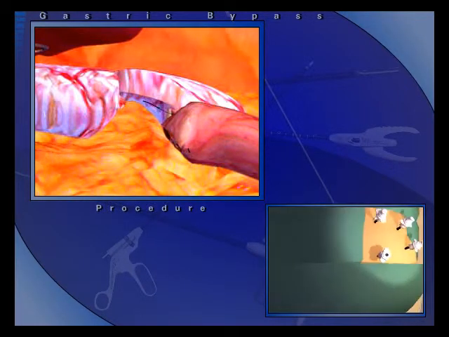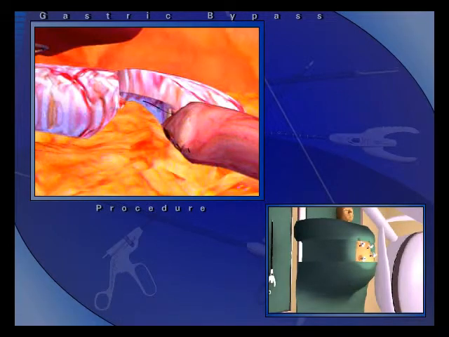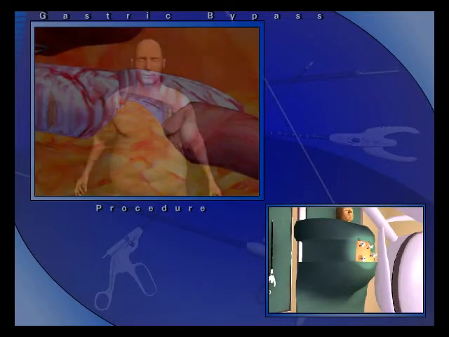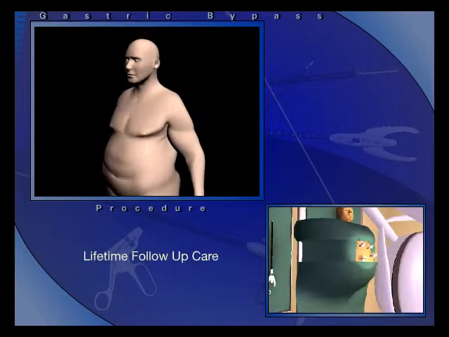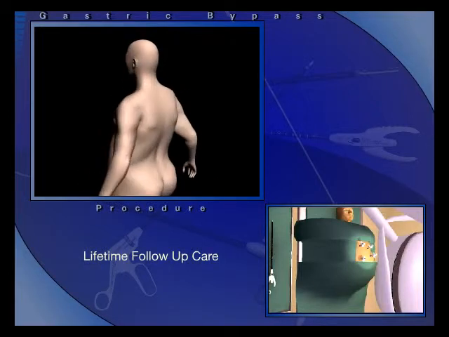After testing for leakage, the surgical tools and trocars are removed and the incisions closed. Lifelong post-operative follow-up is required after bariatric surgery.